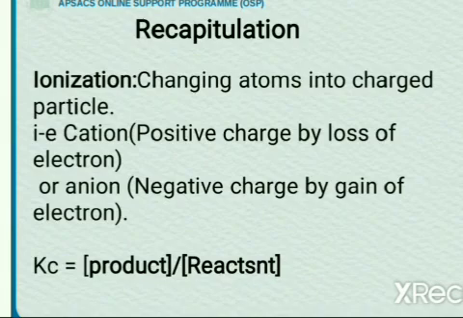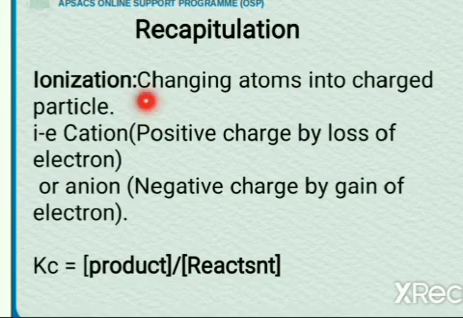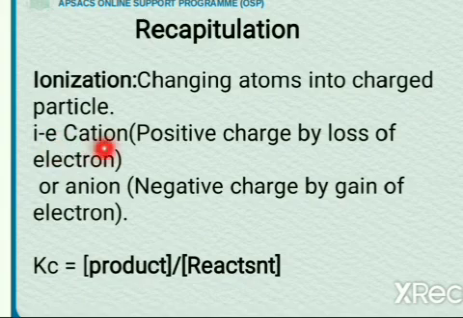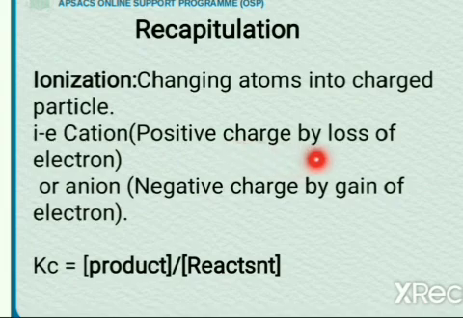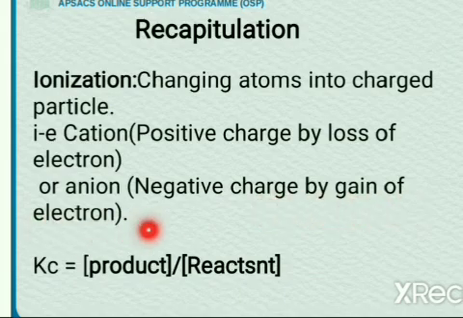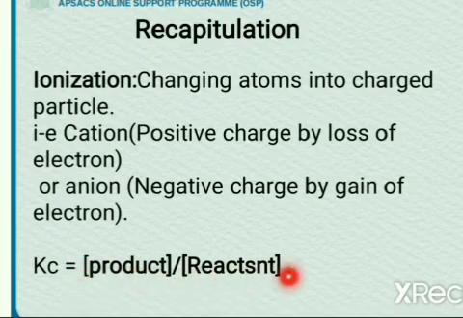Recap of lecture. I have used the term ionization. What is the meaning of ionization? Ionization means changing of atoms into charged particles. Charged particles are of two types, cations and anions. What are cations? Positive charge ions formed by the loss of electrons. Anions are negative charge ions formed by the gain of electrons. Next, we have used Kc. What is Kc? Kc is product upon reactant.